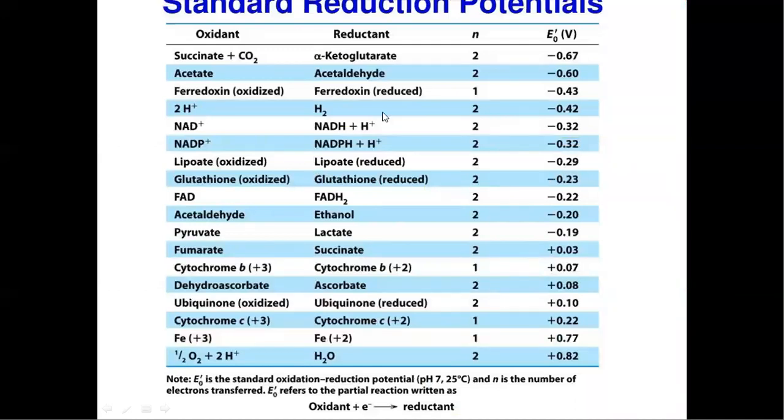These are the standard redox potential values of different reductants. These are the n values, the valency values, and these are the standard potential values. Negative values are present for these components, and positive values are present for these components.